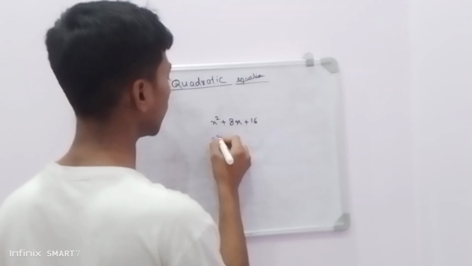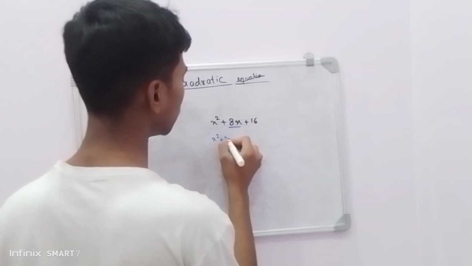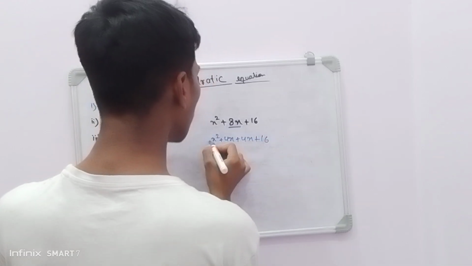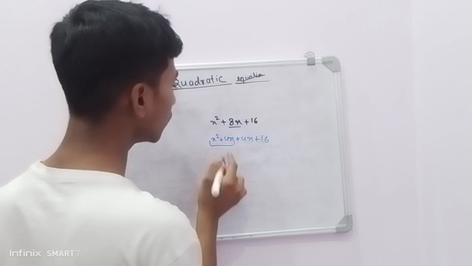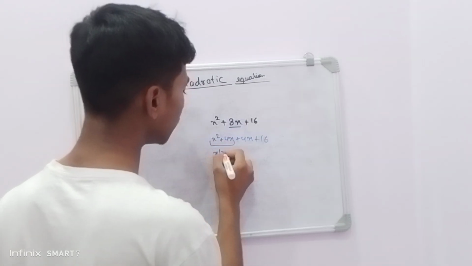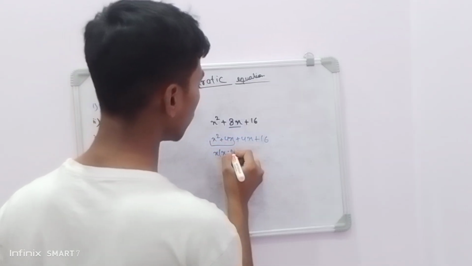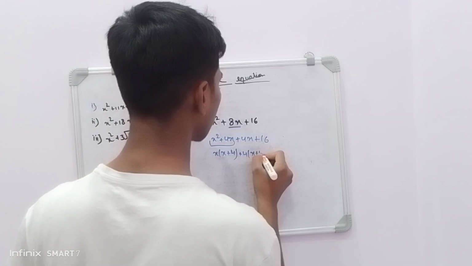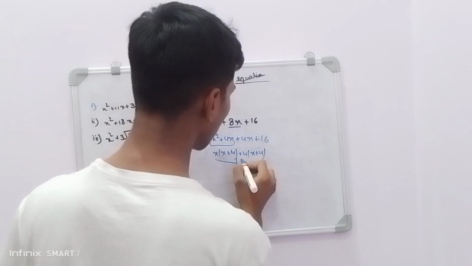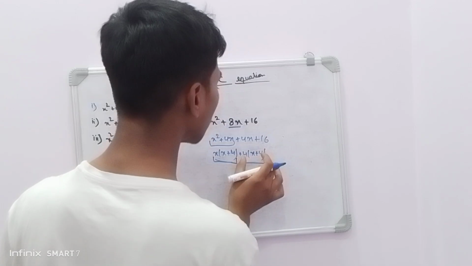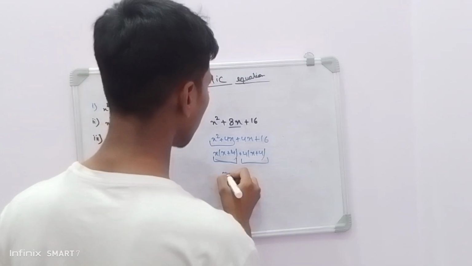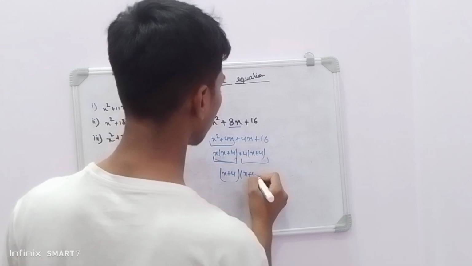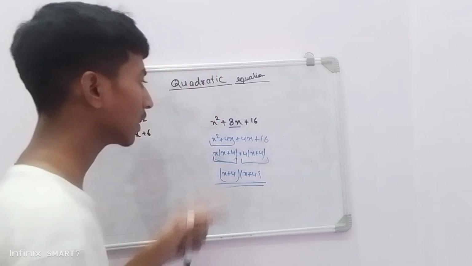So write here x square, and as you have split this, 4x plus 4x plus 16. In this what is common? So x is common in both the terms. So write here the x and we have x plus 4. And then what is common here? Here we have the common x plus 4. And this again becomes two different terms. In these two terms, x plus 4 is common. So write here x plus 4, and from this term we have x, and from this term we have 4. So this is the final answer we get.